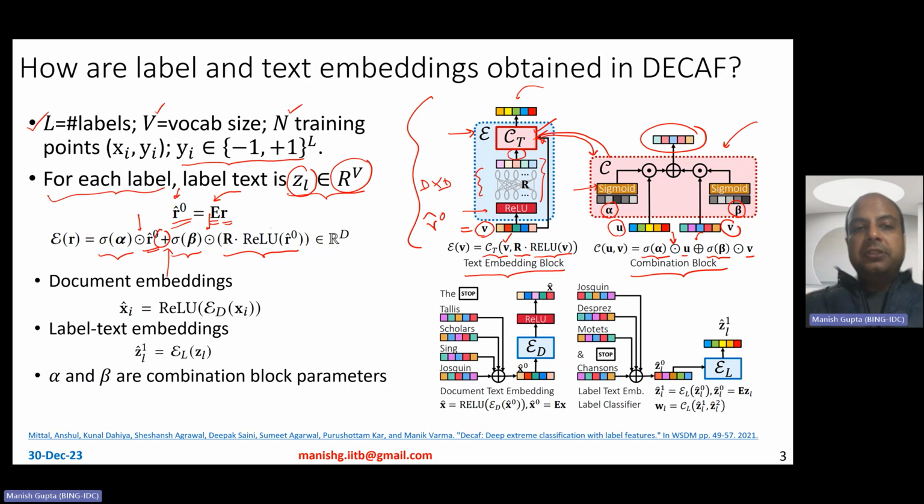Now, they use this embedding block to embed both the documents as well as the labels. So let's see how that's done. For the documents, it's pretty simple. You take a document xi and pass it through the embedding block. So if the document is the Tallis Scholars Sing Josquin, you don't consider the stop words, but you take all of these four words and just do a bag of words representation for them, and that's what you call xi.